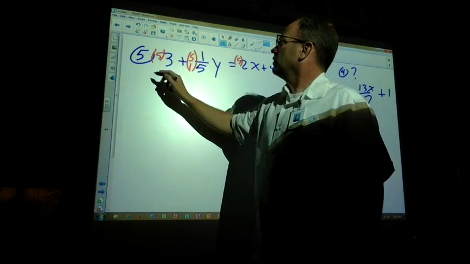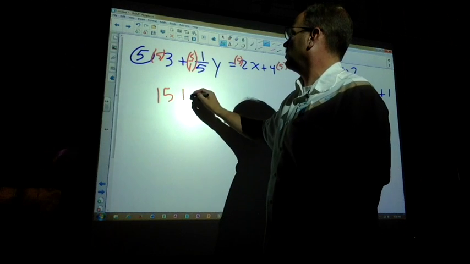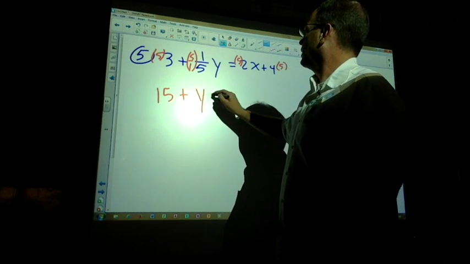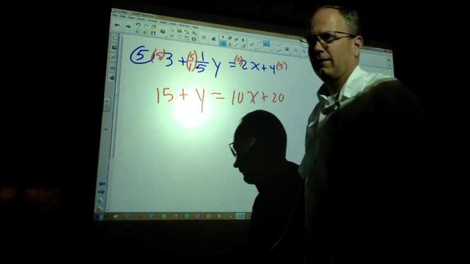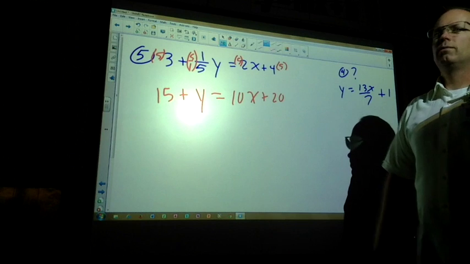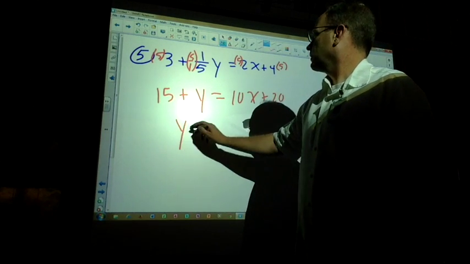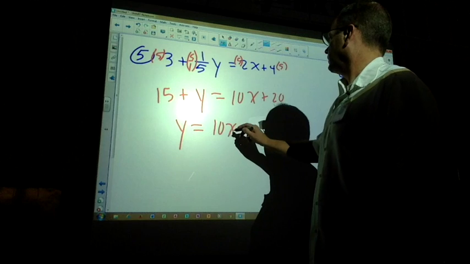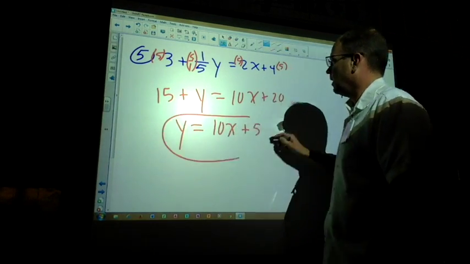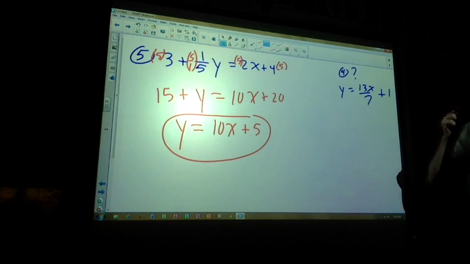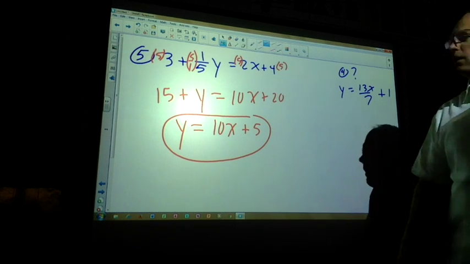All right, so 15 plus, is that just y then? Y. Okay, and that's 10x. 10x plus 20. Okay, keep going. Subtract 15, subtracting 15 from both sides. Plus 5. Sweet. There you go. So here's the nice thing: if you start seeing that whole fraction thing, you can really make these problems pretty easy without the anxiety of a fraction, which I like, okay?